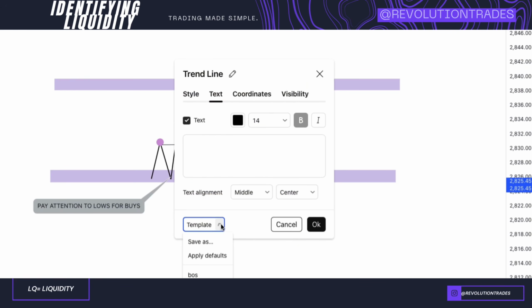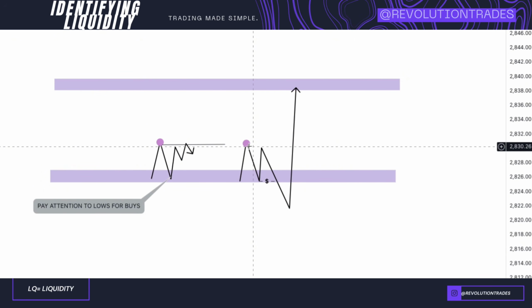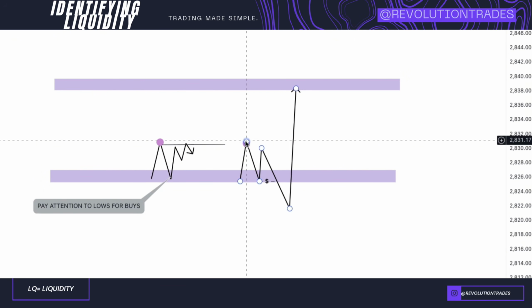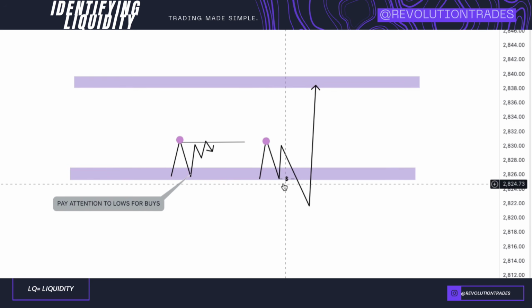Okay, guys. So when we are looking at this support zone, we did not have enough strength to break past this previous high. When we don't have enough strength to break past a previous high, this low is now considered weak. And if this low is considered weak, price can potentially take it out and use it as liquidity. So you really want to pay attention to lows for buys, okay? Lows for buys, you want to pay attention because price can use this as liquidity.